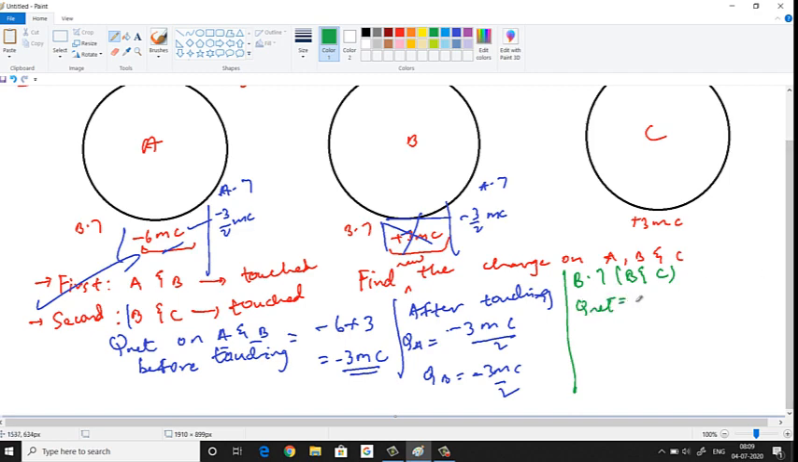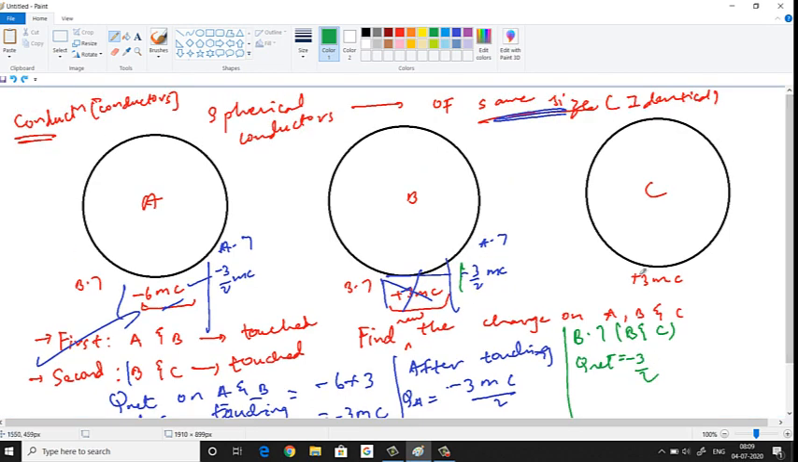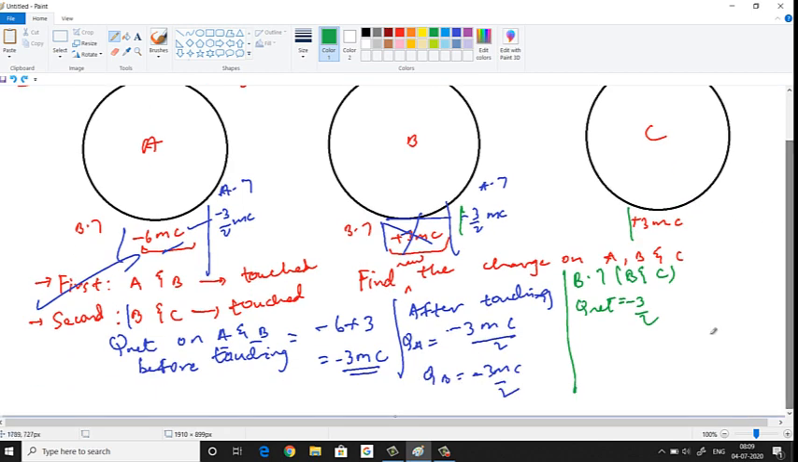So, Q net is equal to minus 3 by 2 because the new charge on B is minus 3 by 2. And what is the charge on C? The charge on C is 3 before touching B. Okay. And that is equal to 3. So minus 3 by 2 plus 3 is how much? So basically minus 1.5 plus 3. So this becomes 3 by 2. 3 by 2 what? Millicoulombs. Remember this. Milli is very important. If you don't write milli, everything will go wrong.